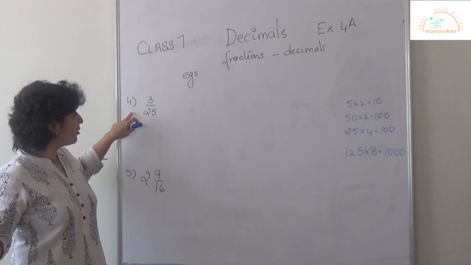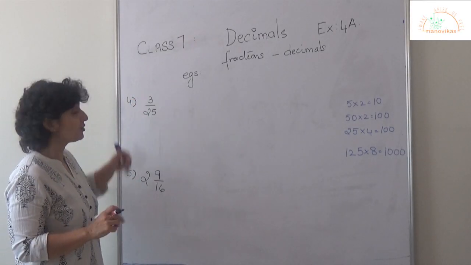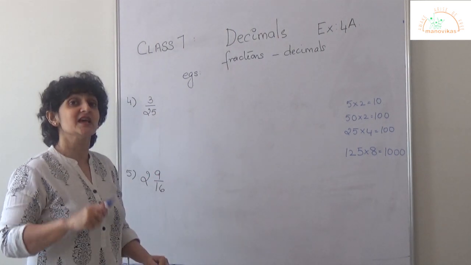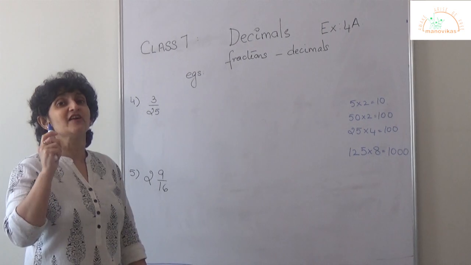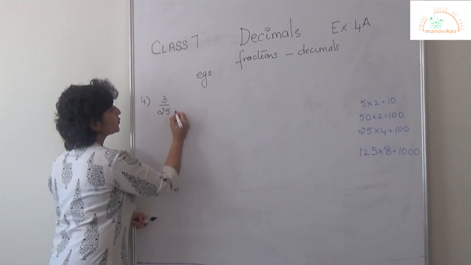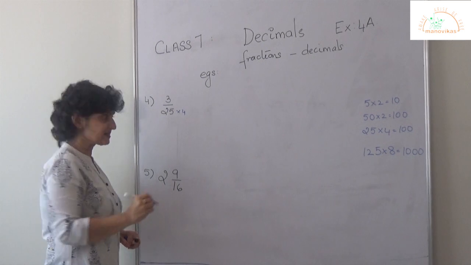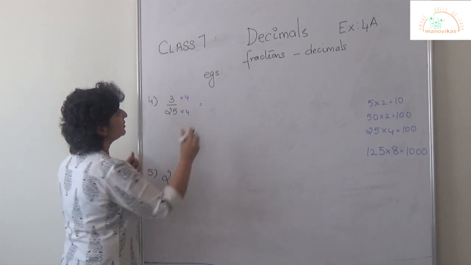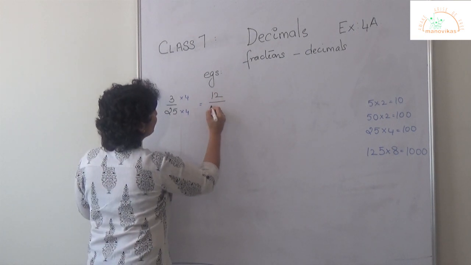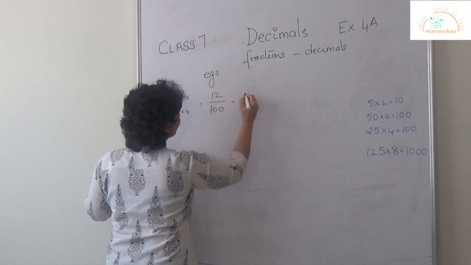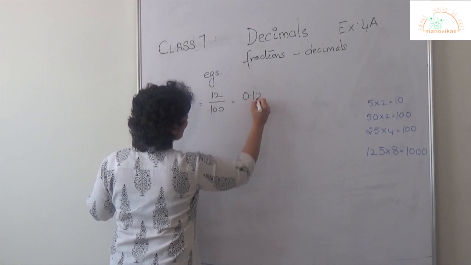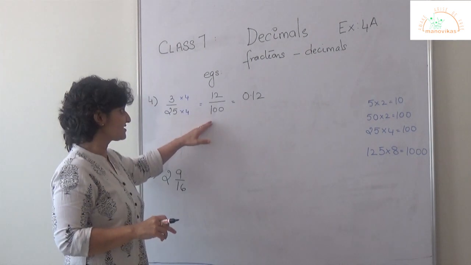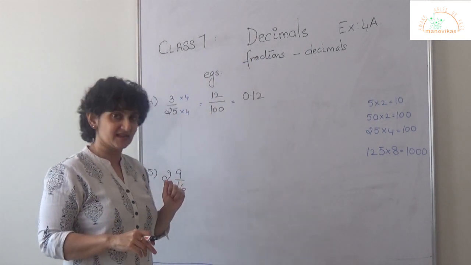example. Our fourth example. Now I have 3 upon 25. Now you can tell me, how do I convert this into a decimal fraction? You know 25 into 4 is 100. So let me put 4 here also. So what do I get? 3 4s are 12, 25 4s are 100. So I get it as 0.12. So it's quicker and faster when you have decimal fractions and are converting them into a decimal.